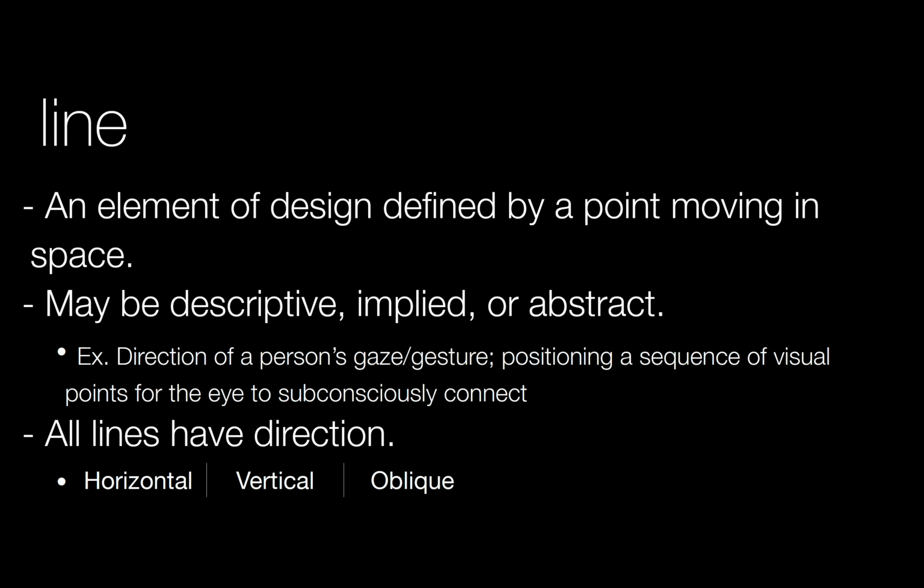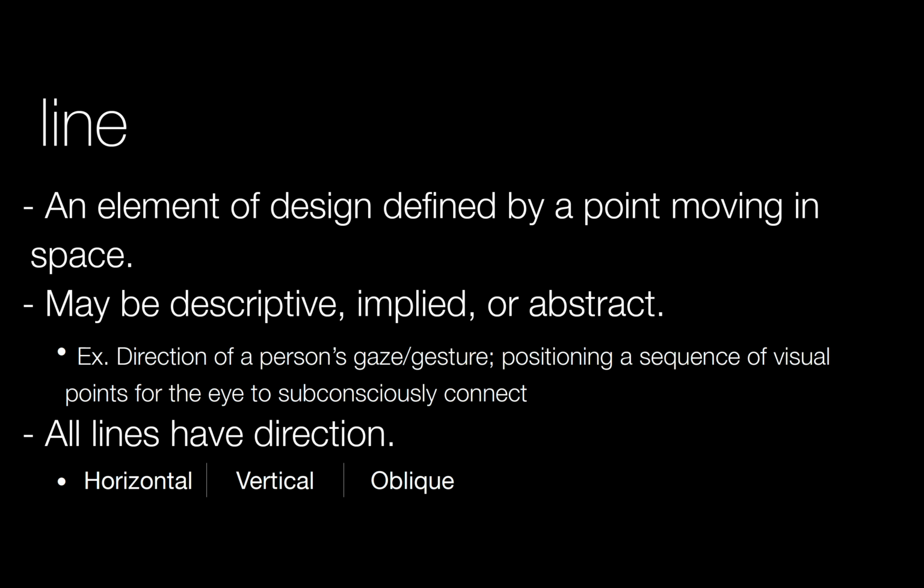To start with line, and then building off of that, line is an element of design defined by a point moving in space. So from here to here, from A to B. A line may be descriptive or literal. It can be implied. Think a sequence of stones on a ground that you can connect in your mind's eye visually, or abstract, which can be something as simple as somebody pointing off frame. All lines have a direction.